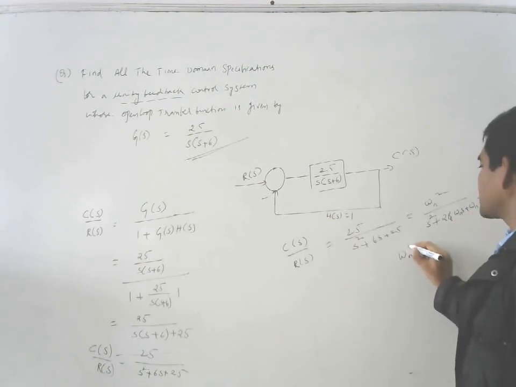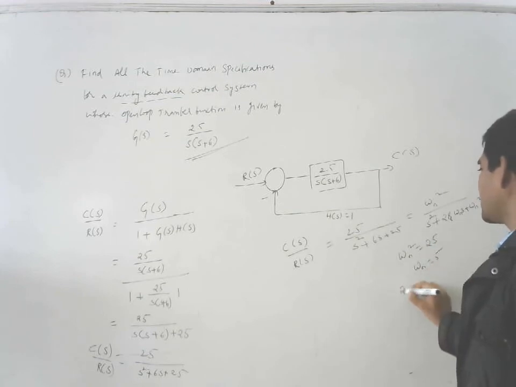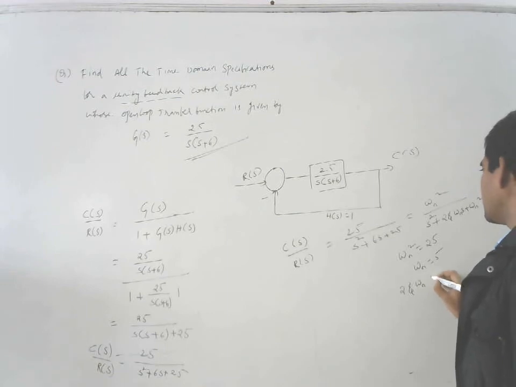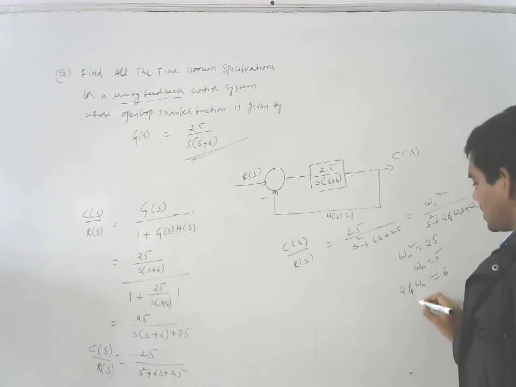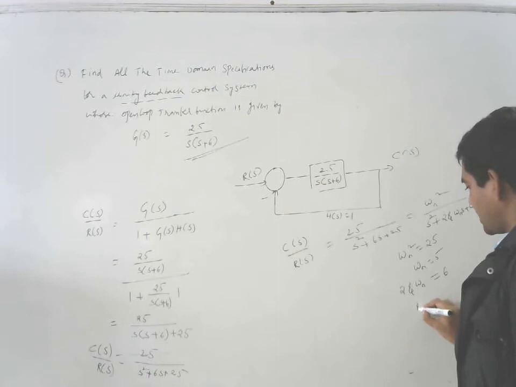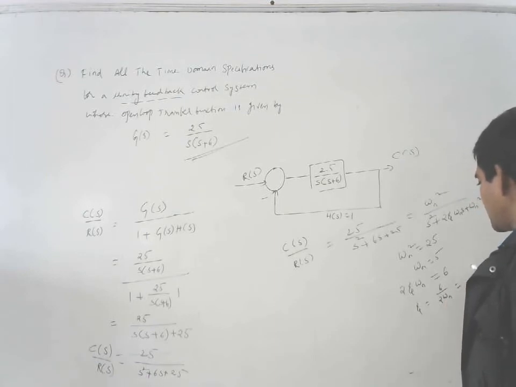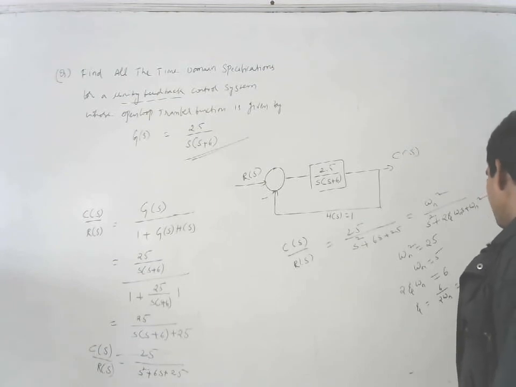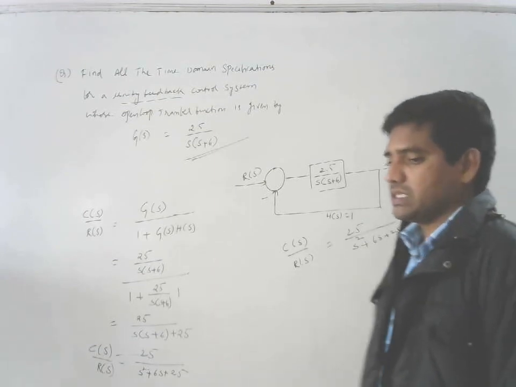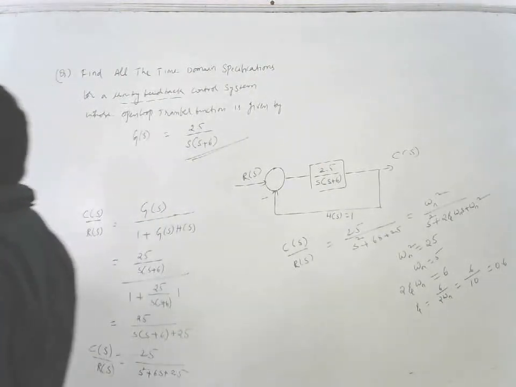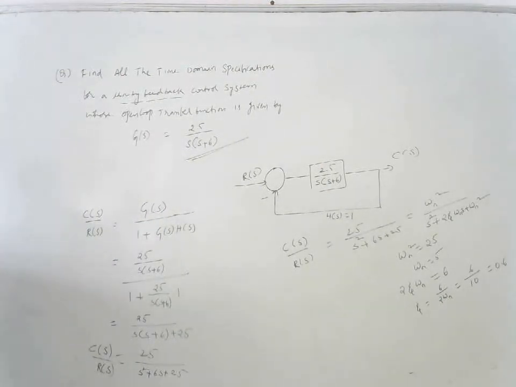From this, omega n square equals 25, so omega n equals 5. Similarly, 2 zeta omega n equals 6. From this, zeta equals 6 by 2 omega n, which is 6 by 10, which equals 0.6. Zeta value we are going to get is 0.6. After that we can calculate omega d.